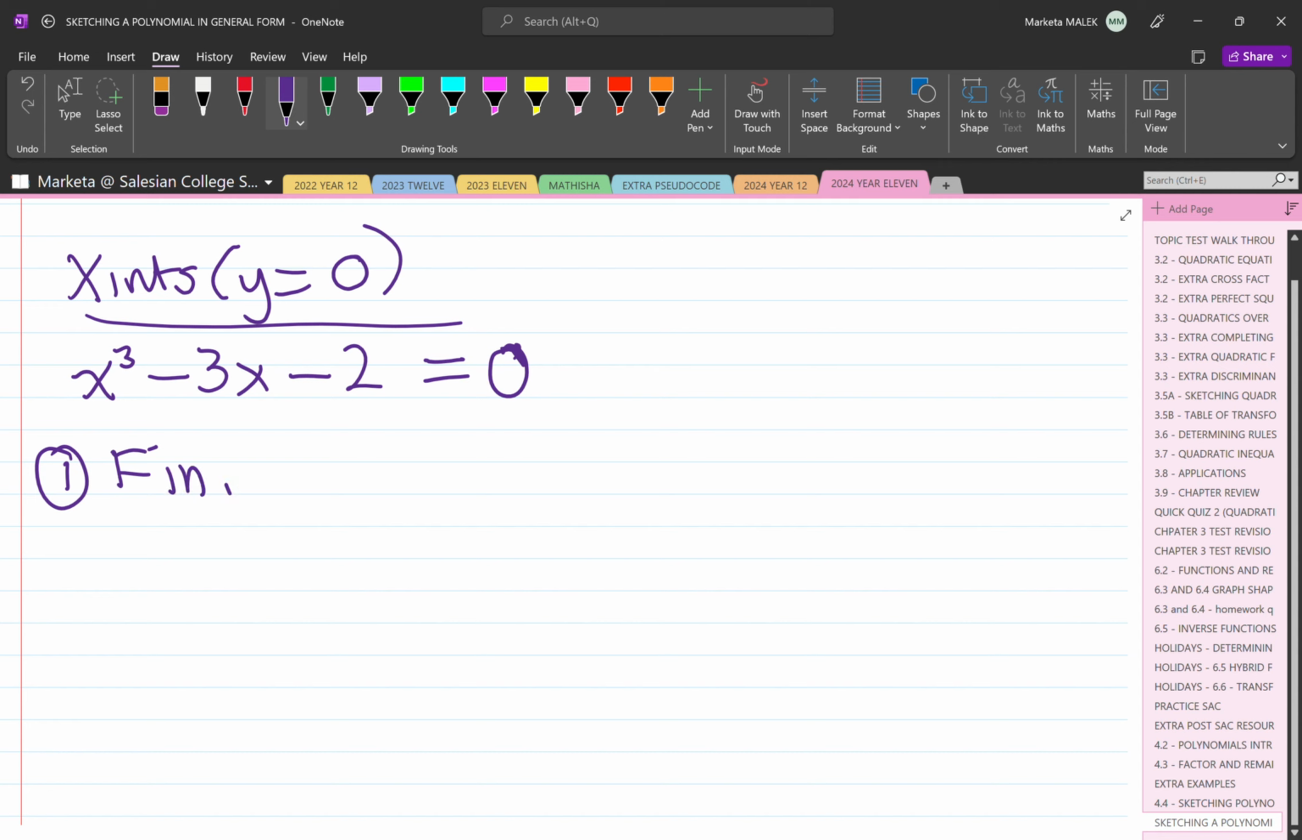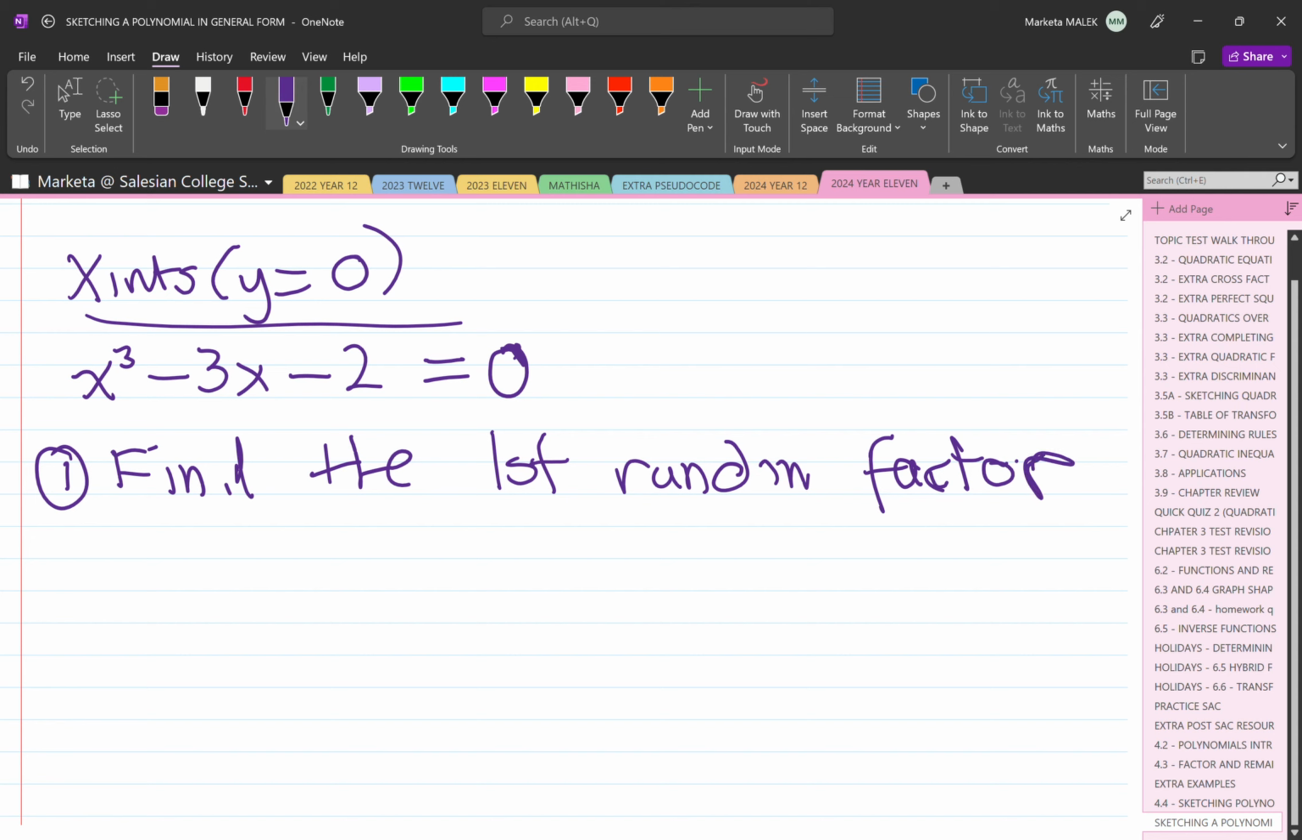Oh, why is my thing lagging? The first factor, random factor. I don't know why my pen's being a bit weird. All right, find the first random factor.